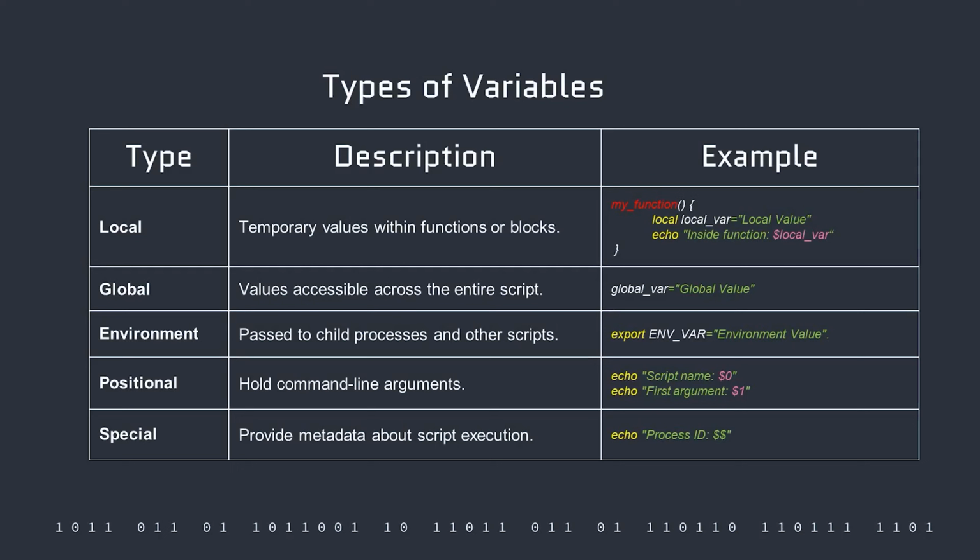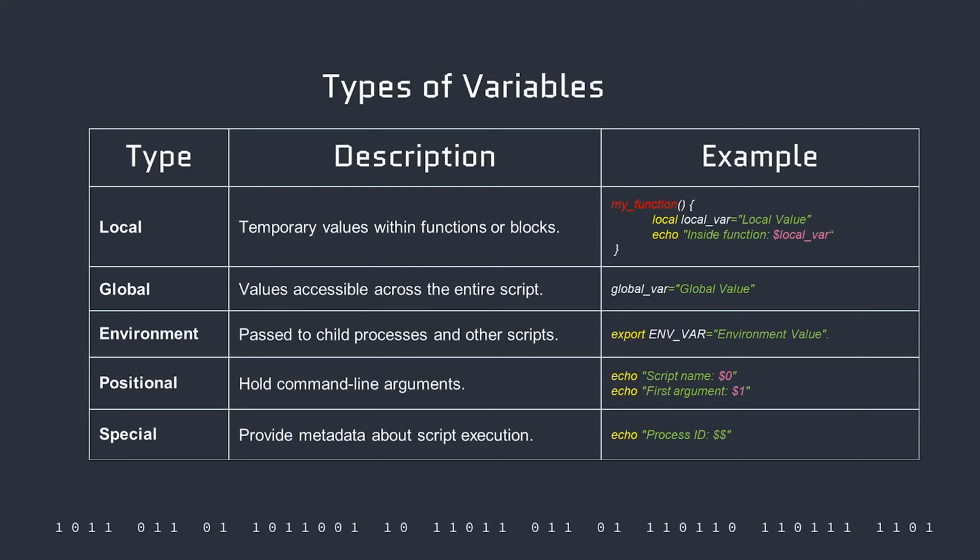Next is environmental variables. These are variables that store system-level information, such as file paths, user settings, or environment configuration. They are typically set outside of the program and can be accessed during program execution to adjust behavior based on the system's environment.